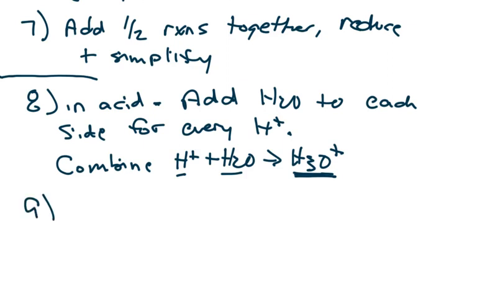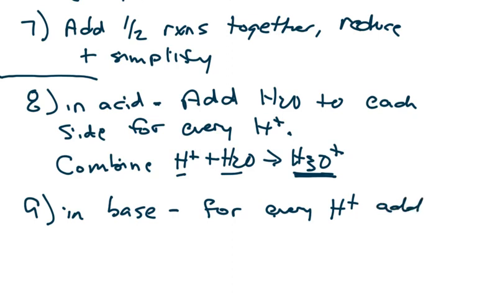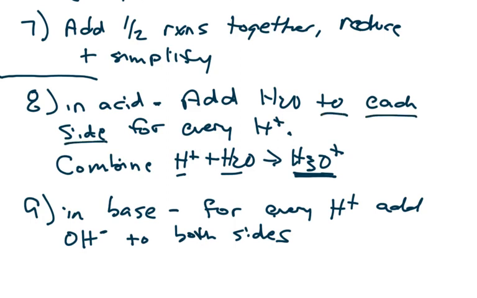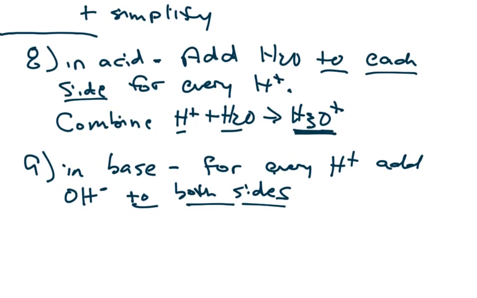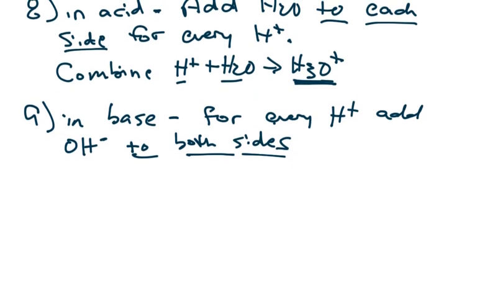Okay, and then in base, for every H plus, we're going to add OH minus to both sides. That's the important part. And for both of these, to each side, to both sides, whatever you want to say. Okay, so we're not changing the balance. We cannot unbalance our reaction. We've already balanced it, so we can't unbalance it.